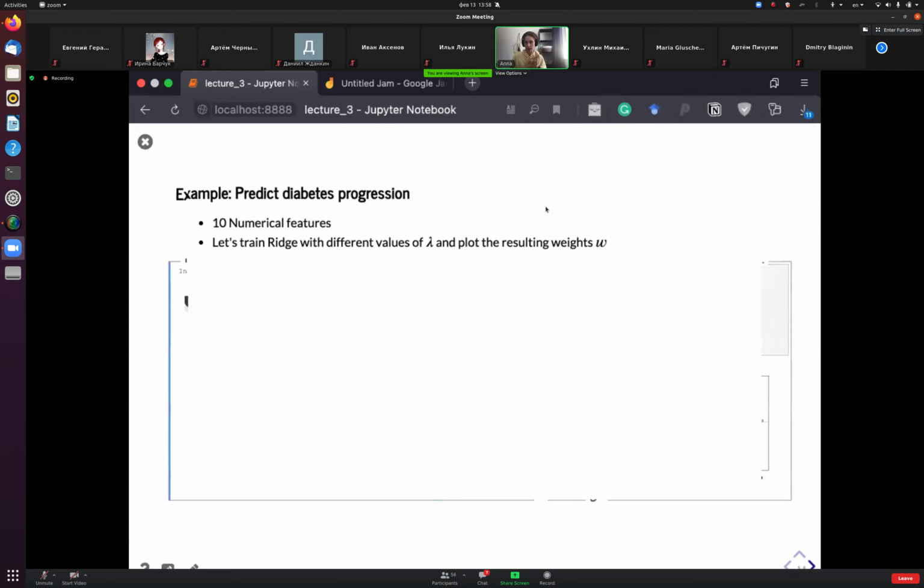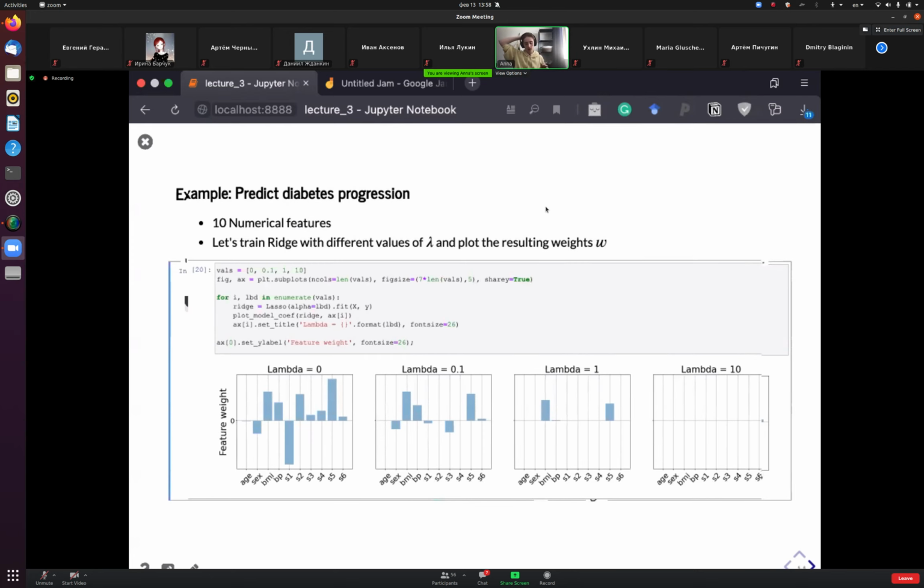So let's consider the same example we had with the ridge regression, but now with Lasso, and see again how the weights behave when we increase the value of lambda. The first plot here is exactly the same as it used to be for ridge, so it's the non-regularized model. And now we start increasing lambda. What we see is that the large coefficients for S5, for sex, for BMI, and for S1 are still not 0, but they all shrink.